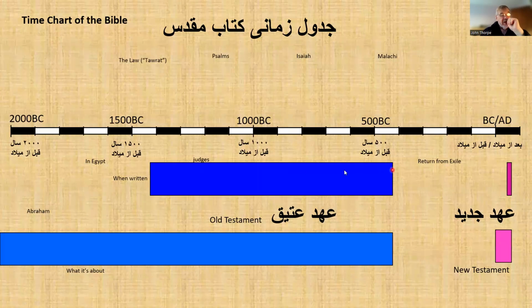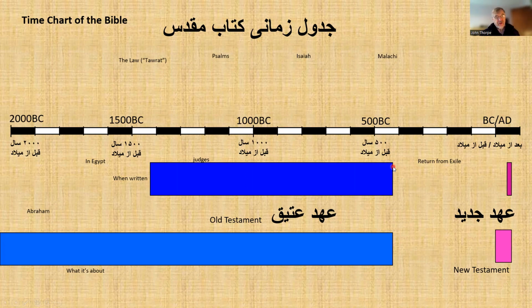But it was written over a period from just before 1,400 years before Jesus up to about 420, 430 years before Jesus.